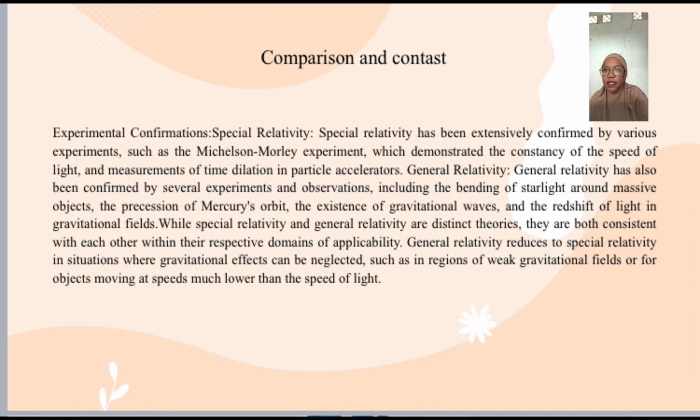Experimental confirmations. Special relativity. Special relativity has been extensively confirmed by various experiments, such as the Michelson-Morley experiment, which demonstrated the constancy of the speed of light, and measurement of time dilation in particle accelerators. General relativity. General relativity has also been confirmed by several experiments and observations, including the bending of sunlight around massive objects, the precession of Mercury's orbit, the existence of gravitational waves, and the redshift of light in a gravitational field.